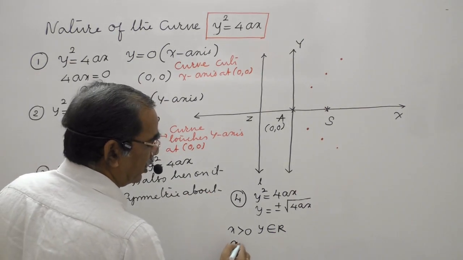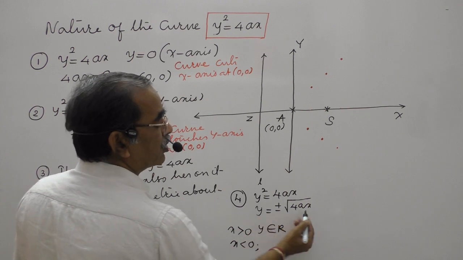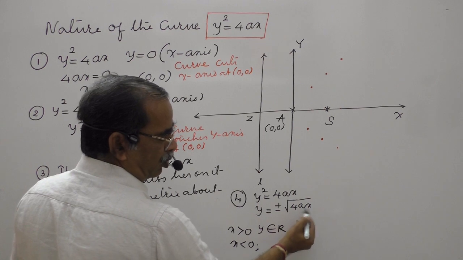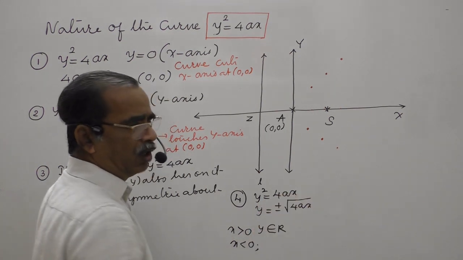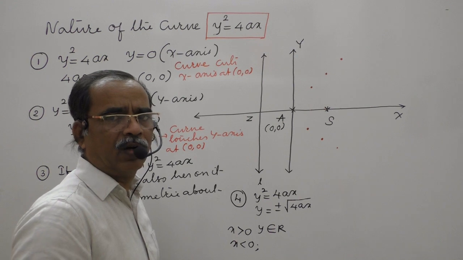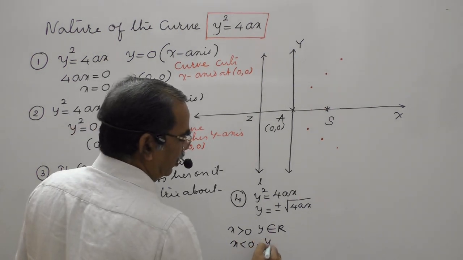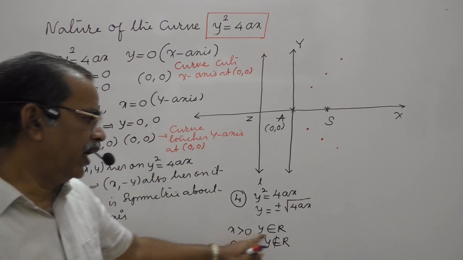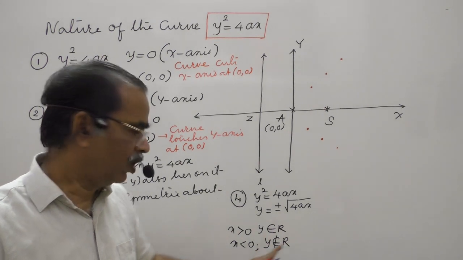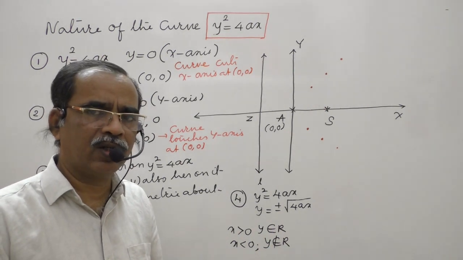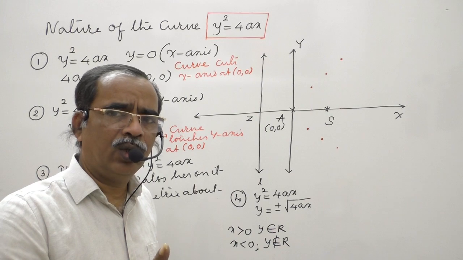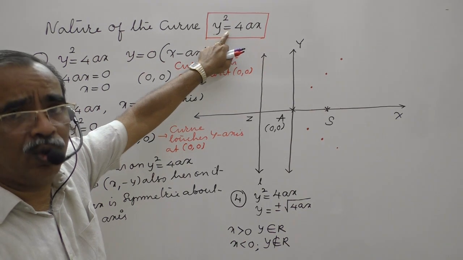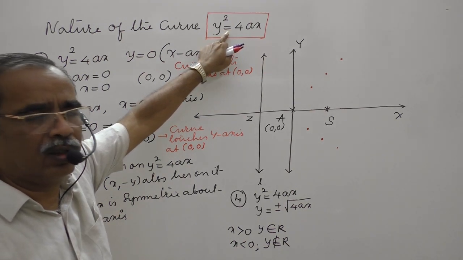If x is less than 0, this is negative. a is a distance, positive, so plus into minus gives under root of a negative number. Under root of negative numbers means not real, imaginary. That means y is not real. So when x is greater than 0, y is real. When x is less than 0, y is not real. What we are doing now is discussing the nature of y square equal to 4ax. This is a point to be noted.